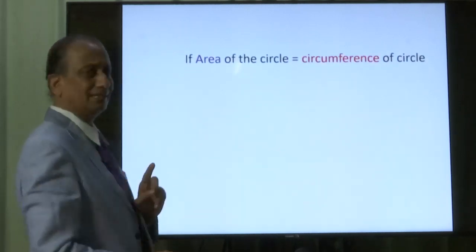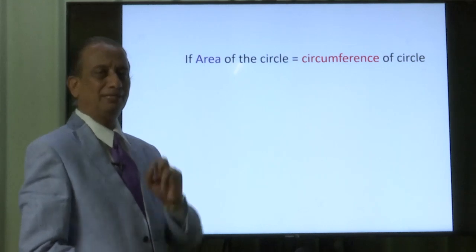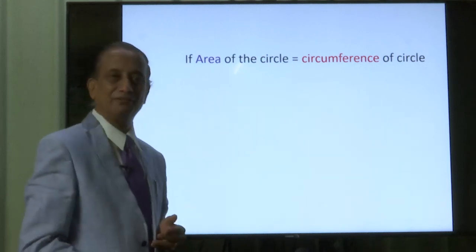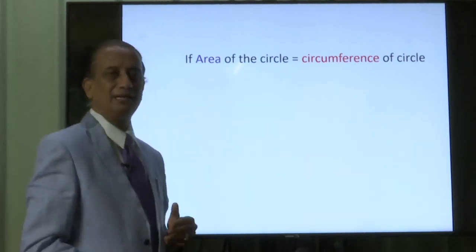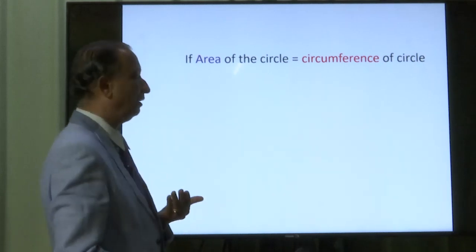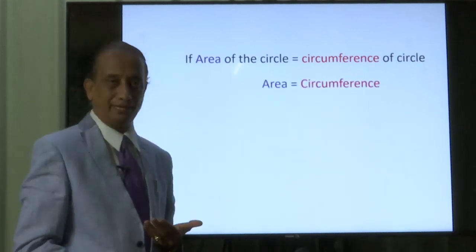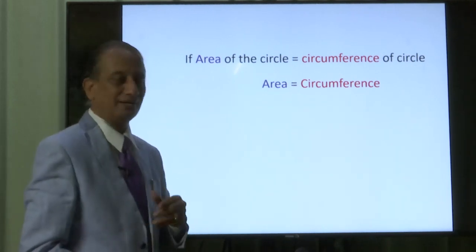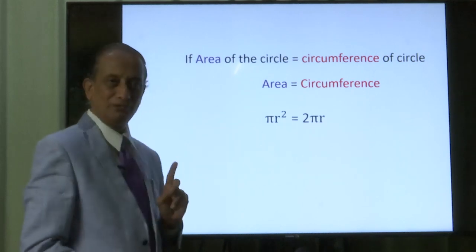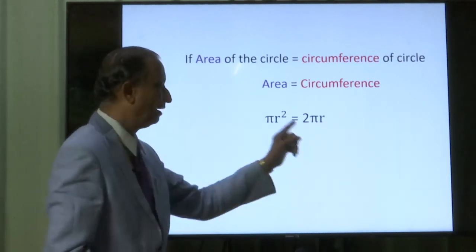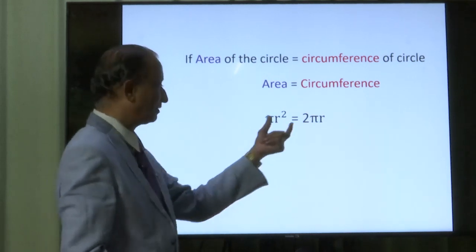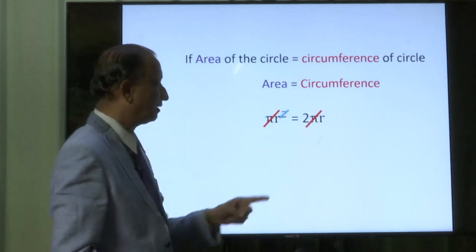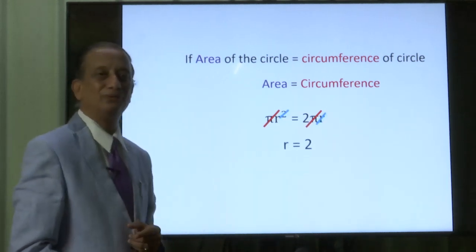Now, let us say that in one particular case, we find the area of a circle and that of the circumference also, and they are numerically equal. Then how much will be the radius? So area is equal to circumference numerically. Just now we understood pi r square as the area and 2 pi r as the circumference. So pi r square is equal to 2 pi r. So pi and pi got cancelled, and this square and this r got cancelled, and r is equal to 2.